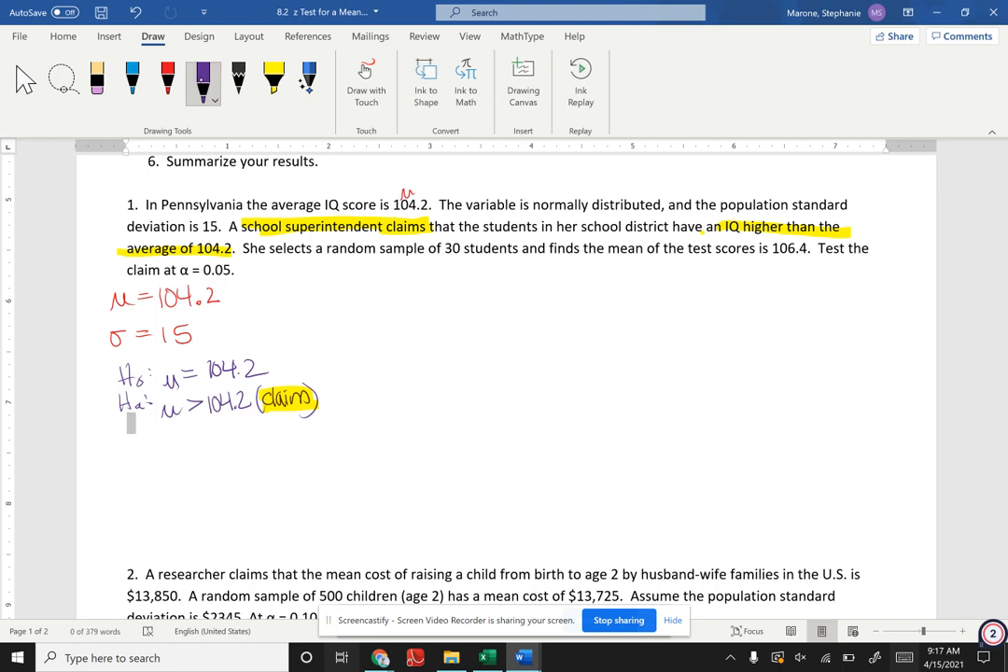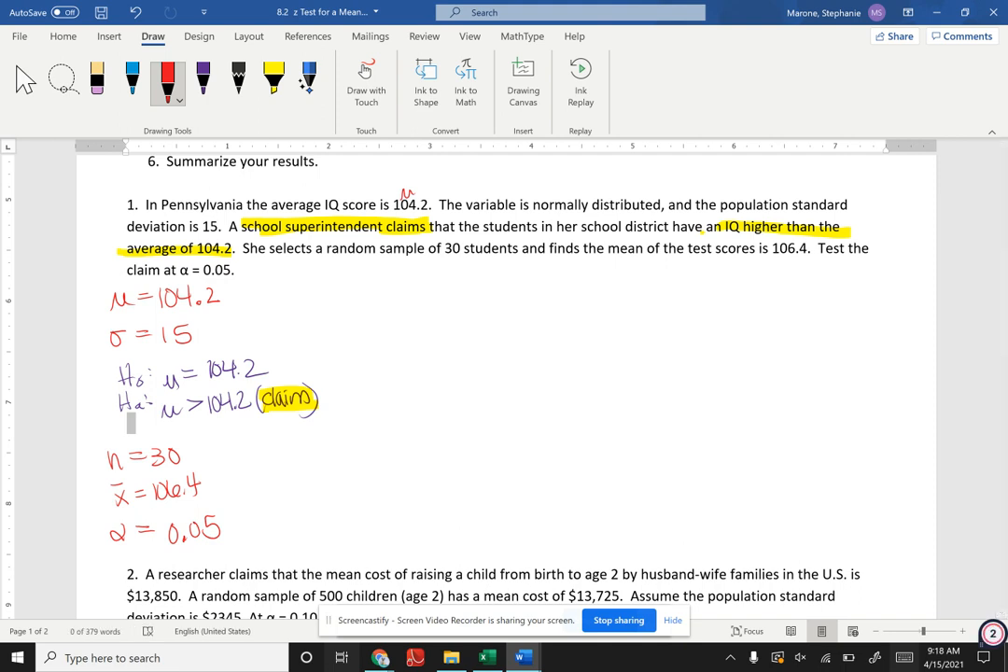She selects a random sample of 30 students, and the mean of the test scores is 106.4. So from that sample, the mean is 106.4. We need to be really diligent with our notation. X bar is the sample mean. Test the claim at alpha equal to 0.05.